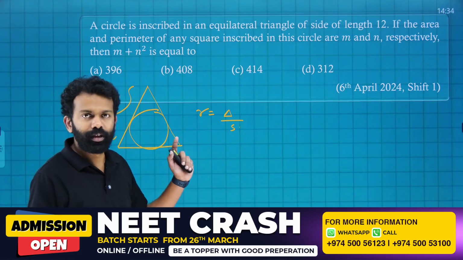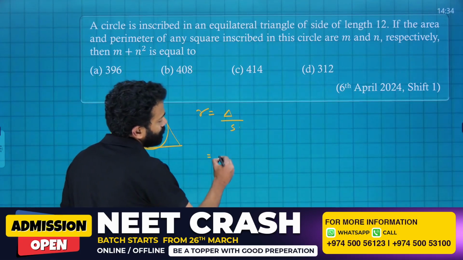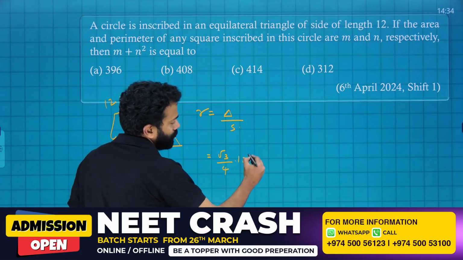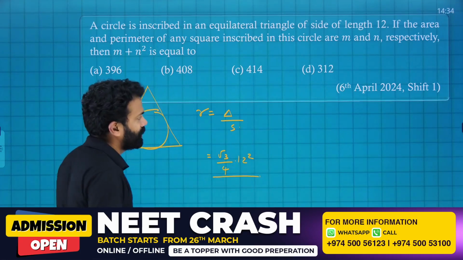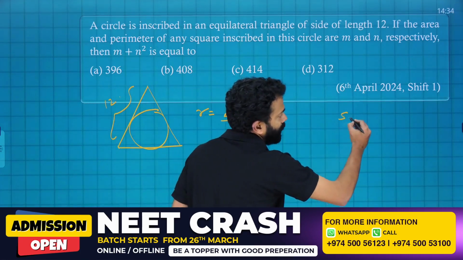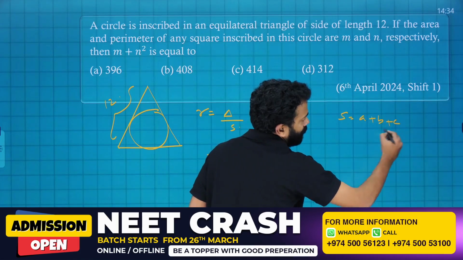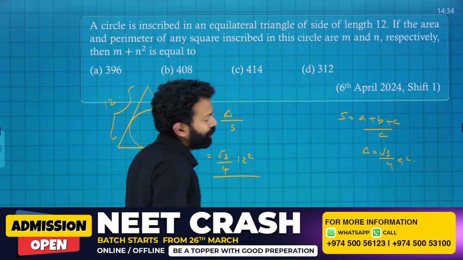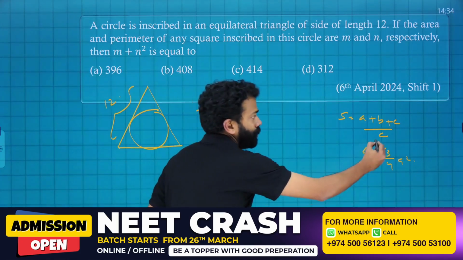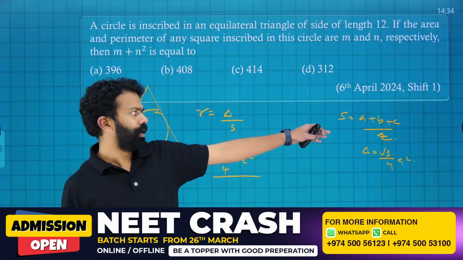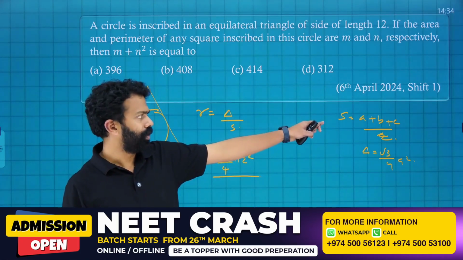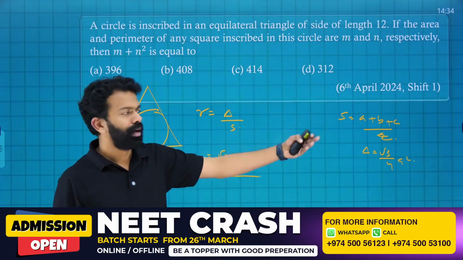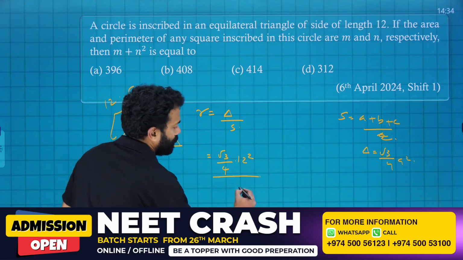So what is delta here? Delta is equal to root 3 by 4 into A square, that is 12 square, divided by S. And what is S? S is A plus B plus C by 2, the semi-perimeter. Here all the sides are the same, and therefore 12 plus 12 plus 12 becomes 36, and 36 by 2 becomes 18, right? Divided by 18.